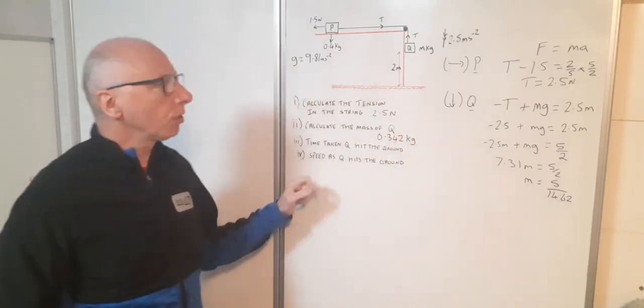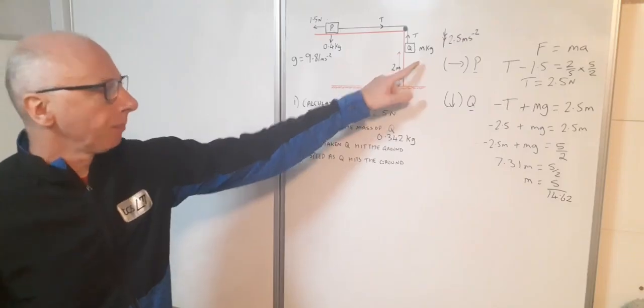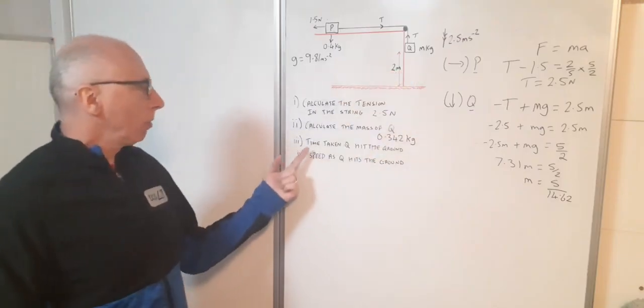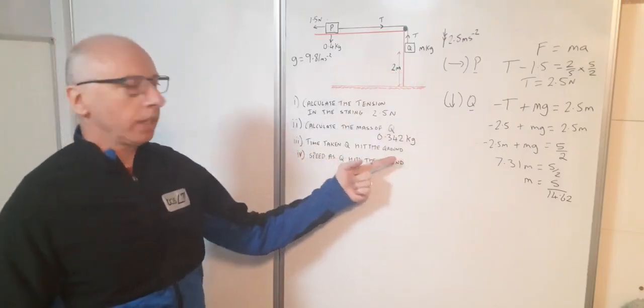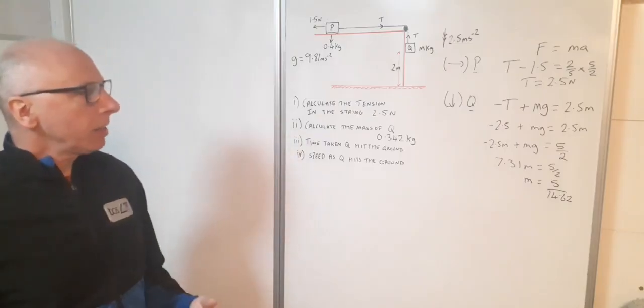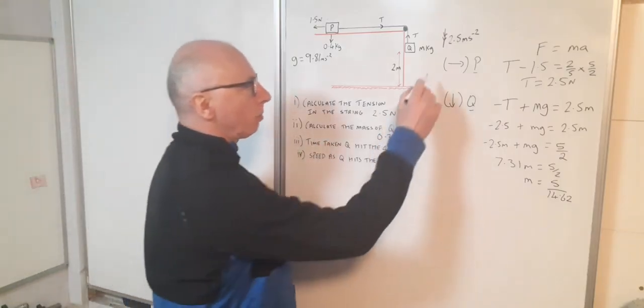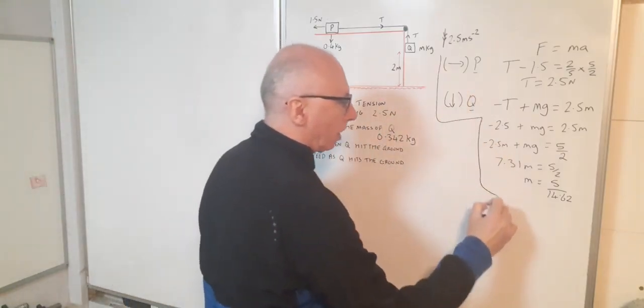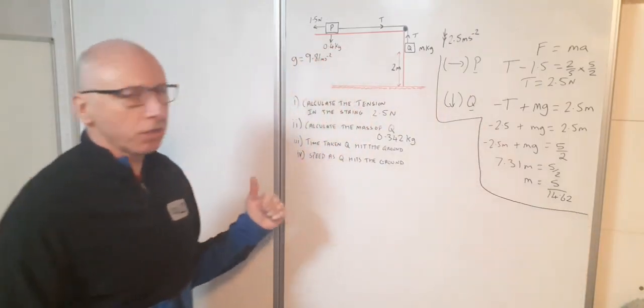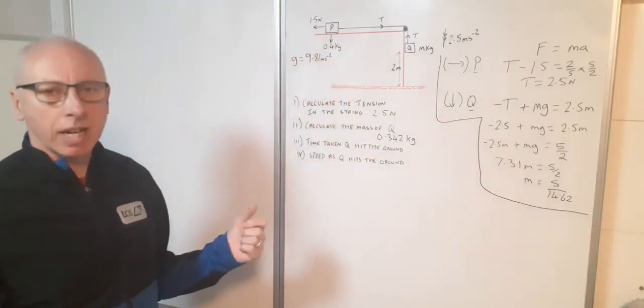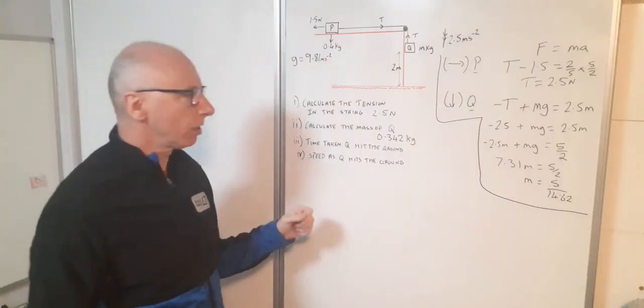So 342 grams will be the weight at M. Now the next bit, we want to find the time taken for Q to hit the ground. At this stage, these bits are done, we've calculated our forces. So with a constant acceleration, we're into a situation now where we need to use our SUVAT equations.